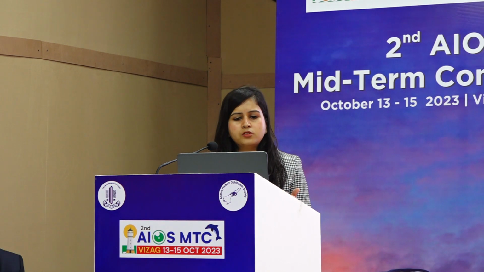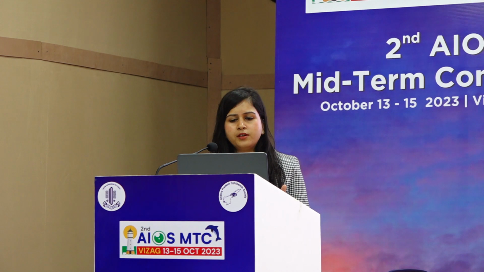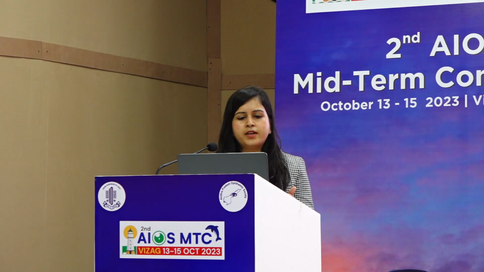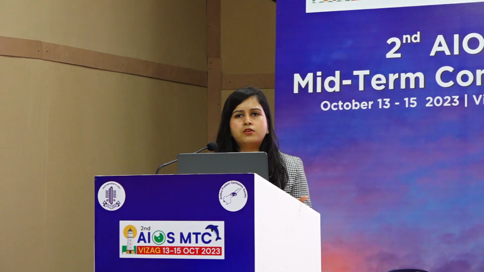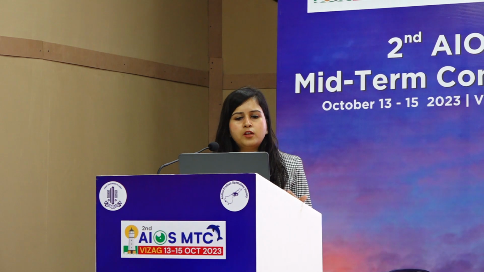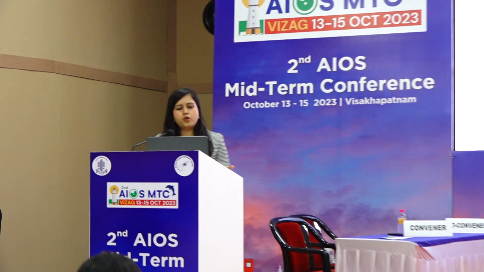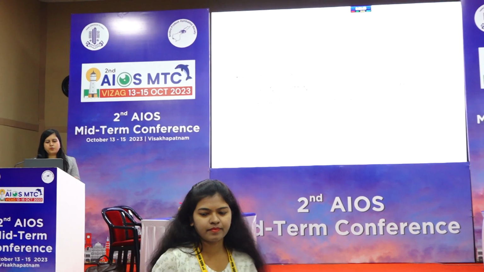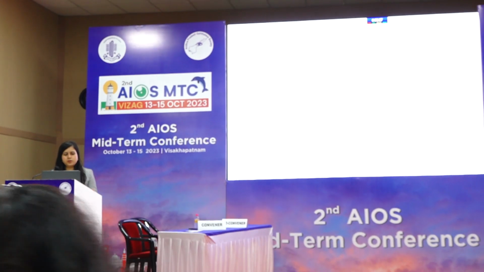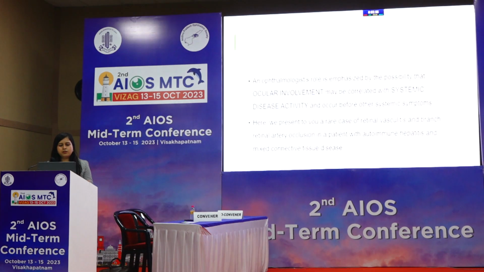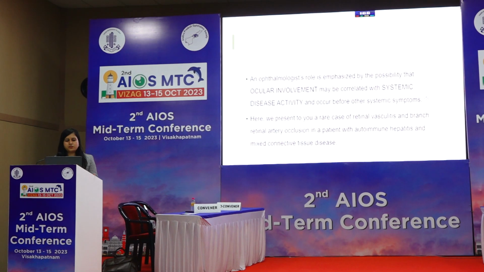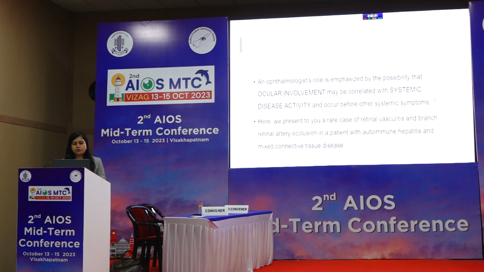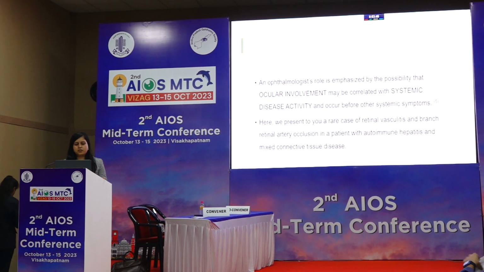The correlations between AIH and uveitis with other systemic diseases have been well established, but not those between them. There have been only 11 cases documented globally that point to autoimmune hepatitis as a cause of uveitis. An ophthalmologist's role is emphasized by the possibility that ocular involvement may be correlated with systemic disease activity and progression, and may occur before the systemic symptoms. Here we present a rare case of retinal vasculitis and branch retinal artery occlusion in a patient with autoimmune hepatitis and mixed connective tissue disease.